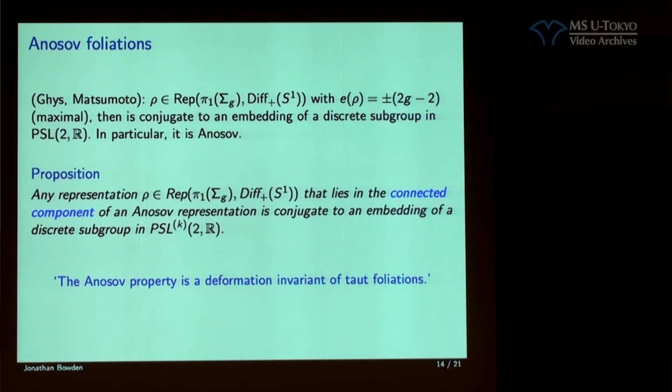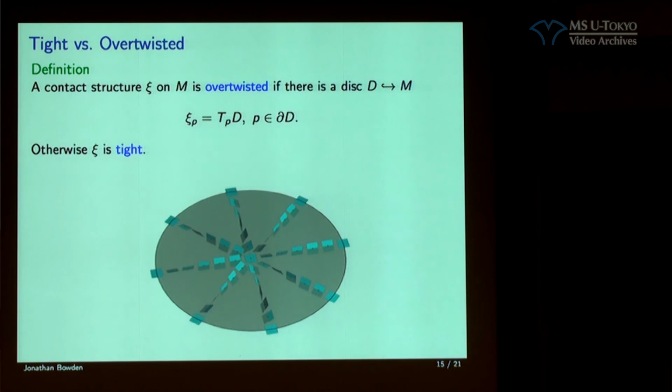So for that, I need to first thank Patrick Massot for having this wonderful picture. So I need to remind you, Thomas mentioned this word tight. Let me remind you what tight means. Tight is something that's not overtwisted. What is overtwisted? An overtwisted contact structure means that I have a disk like this, so that along the boundary, the contact structure is very tangent, so I have a degenerate locus along the boundary, and that's it.